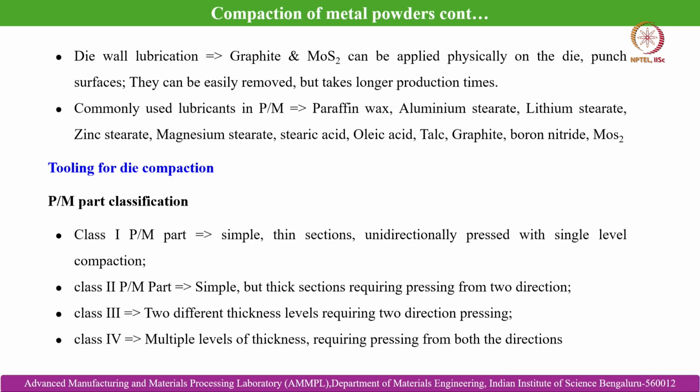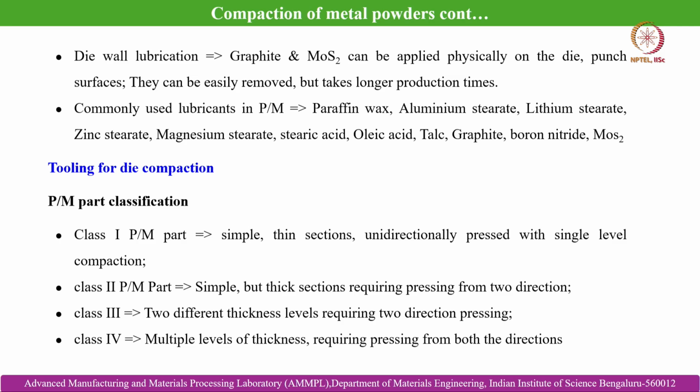Die wall lubrication can be achieved with graphite and molybdenum disulfide, which can be applied physically on the die punch assembly and the surfaces, and they can be easily removed, but it takes longer production times. Commonly used lubricants for powder metallurgy are paraffin wax, aluminum stearate, lithium stearate, etc.